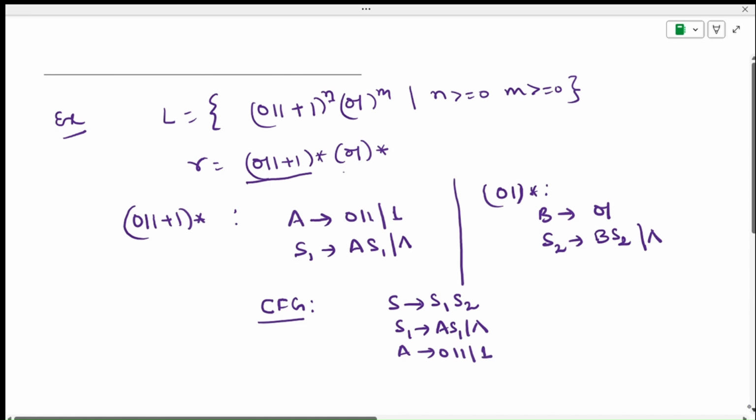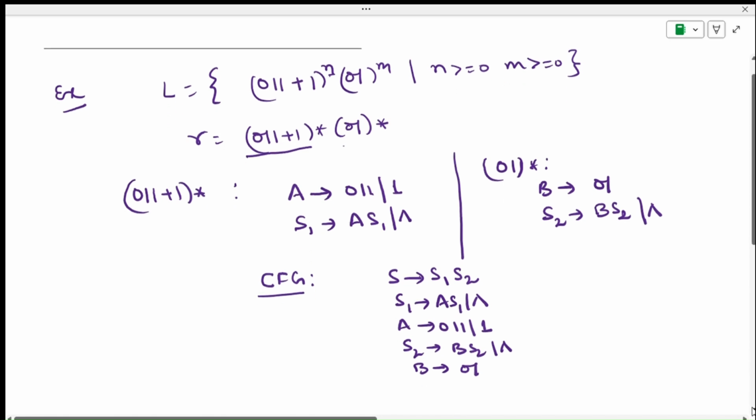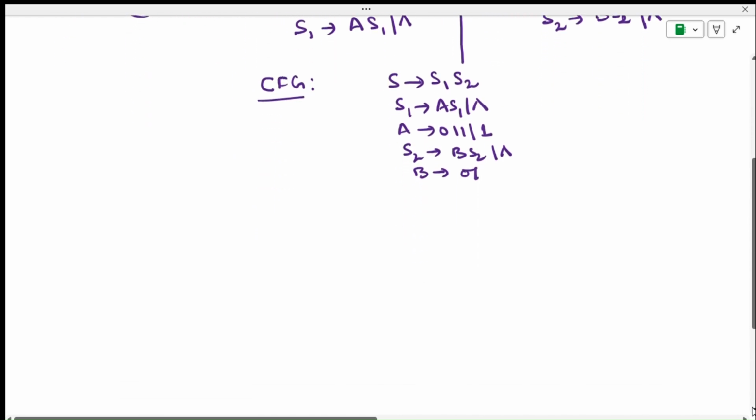Next, what is S2? S2 is BS2 or null. And what is B? B is nothing else but 0, 1. So I hope this example is clear to all of you how to write a context-free grammar for the given language. We will check more examples.